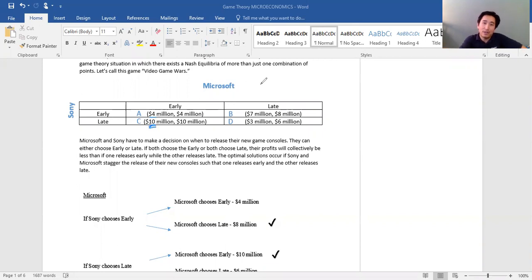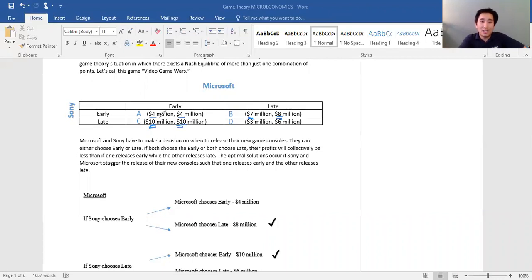Now, if Microsoft chooses late, Sony's going to go early because 7 million is greater than 3 million, right? Now, if Sony chooses early, Microsoft can choose between 4 million or 8 million. 8 million is better, right? Now, if Sony chooses late, Microsoft is going to choose early because 10 million is better here.